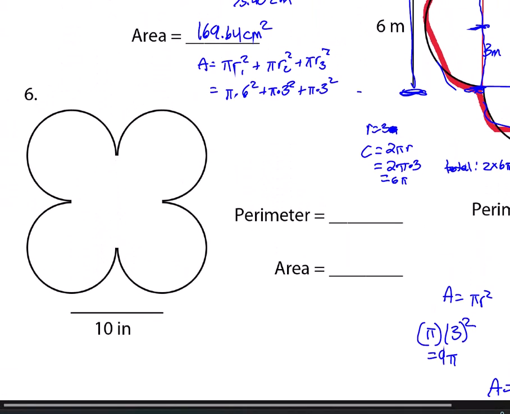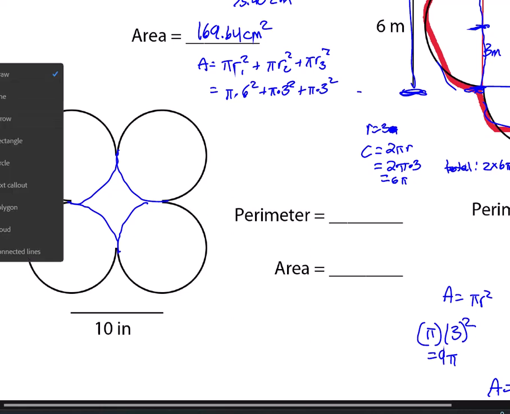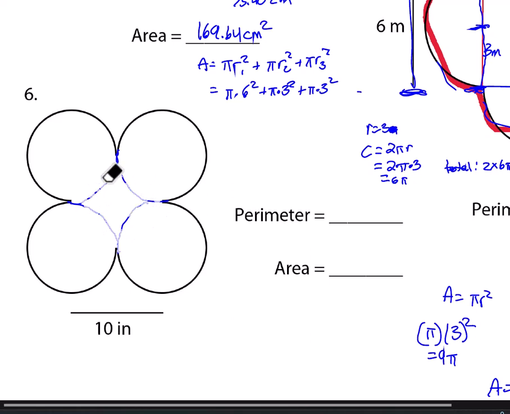Okay, so one more. This one, the tricky part is figuring out what shapes I have. So what happens if I complete this circle? Do I have room to complete the circle? I do. So we can see how I just drew that, and now I'm going to erase it. So we know that we have in here at least the area of four circles.